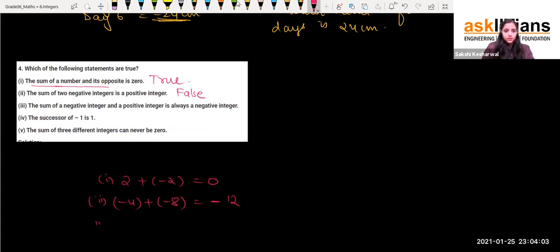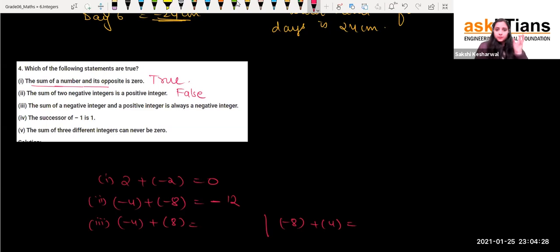So think on this. The sum of a negative integer and a positive integer. If I give you -4 plus 8, and I give you one more question like -8 plus 4, what will be your answer? It will be negative plus positive.